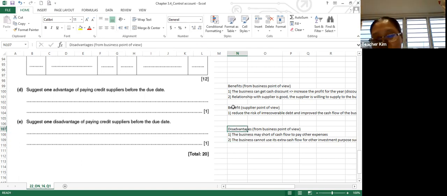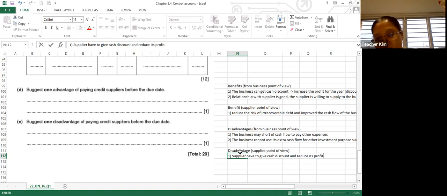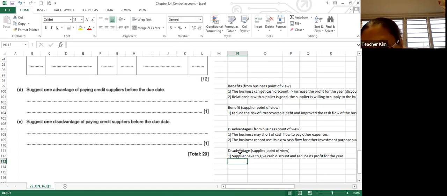How about the disadvantage from the supplier point of view? From the supplier point of view, the supplier has to give cash discount and reduce its profit for the year. So because this is an expense to the supplier.